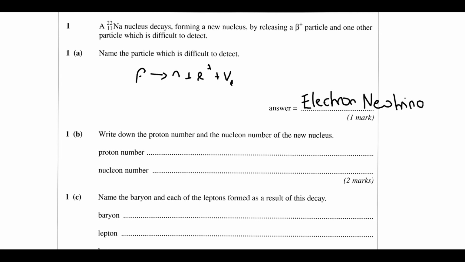Okay, write down the proton number and the nucleon number of the new nucleus. So during a beta plus decay, the nucleon number stays the same because we can see a proton turns into a neutron. So the nucleon number is still going to be 22, but one proton is lost, so its proton number is going to be 10.